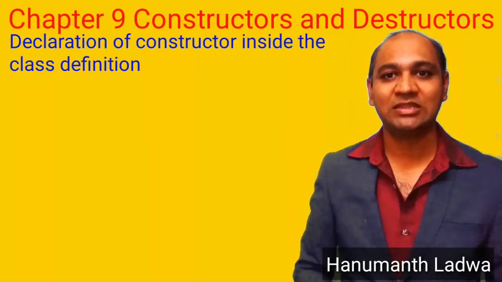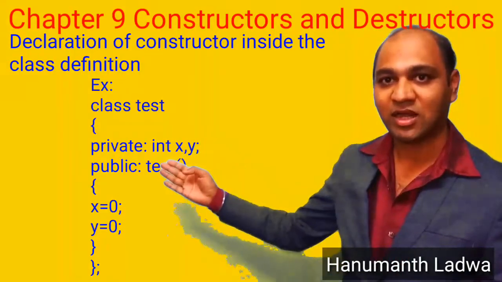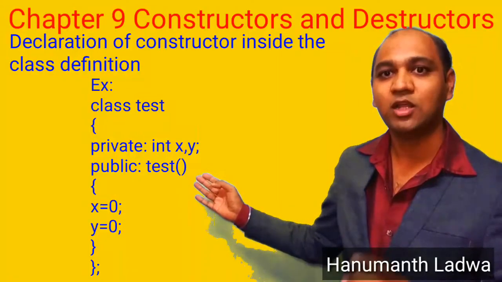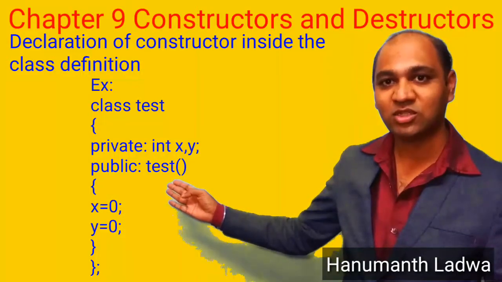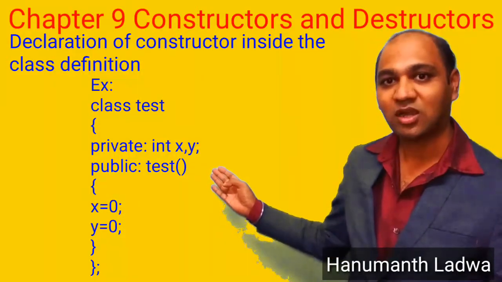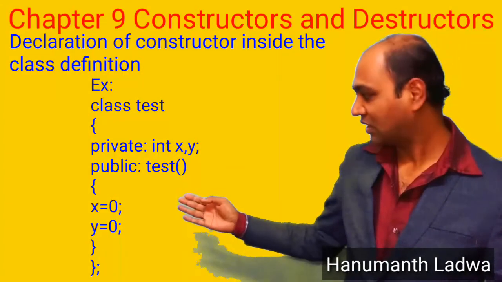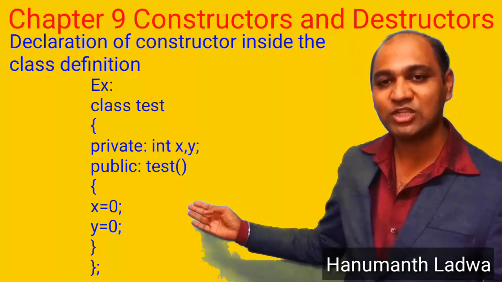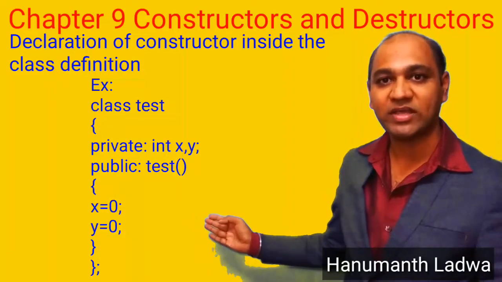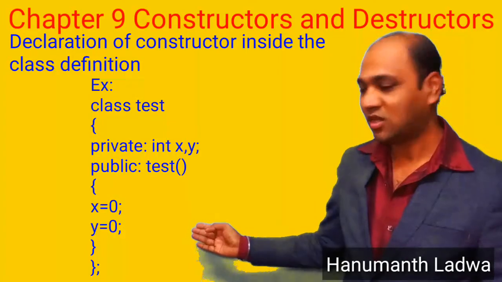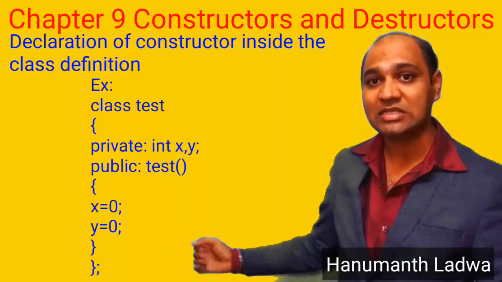Declaration of constructor within the class definition. Here you can see the example, that is class test, curly open brace. Under the private section we are going to declare two data members, that is int x, y. Under the public section we are going to write test and round braces. Here you can see the name of the function is the same as that of the class name. Then curly open brace, here we are going to initialize some value to both of these two data members. So here x is equal to 0 and y is equal to 0. Curly closing brace, and then again one more curly closing brace for terminating the class definition, and then put semicolon.